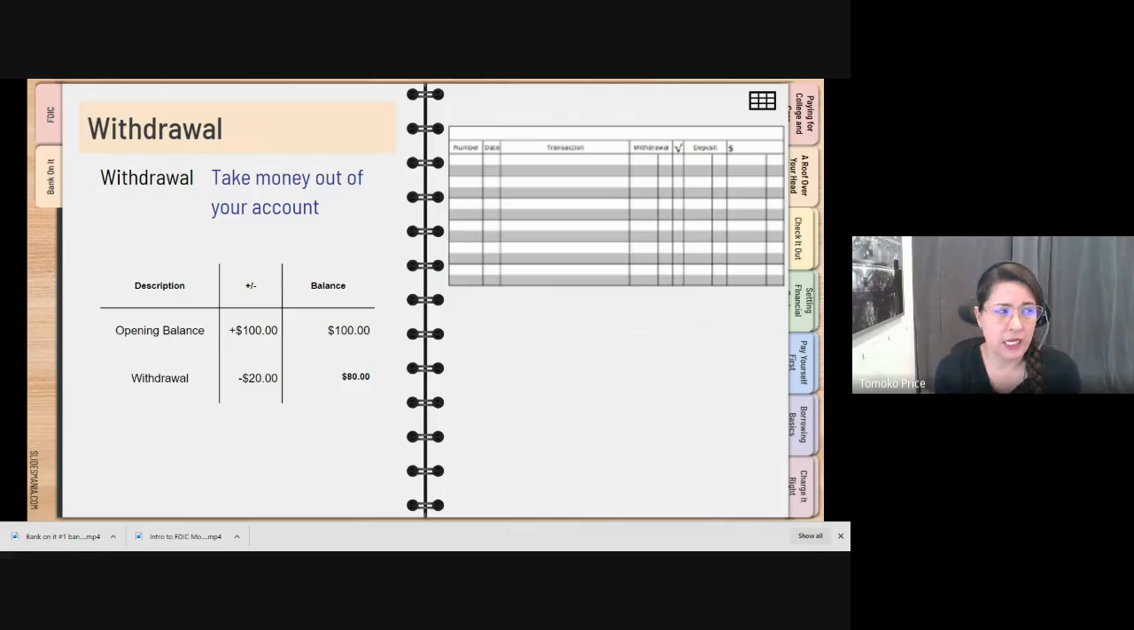So let's say we withdraw $20 from our account. That would then bring our balance to $80. So we now have $80 available to us in this checking account.